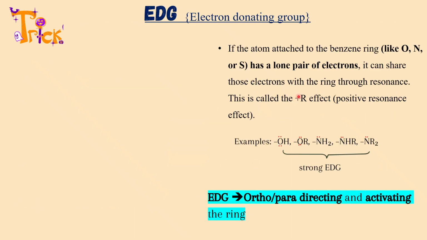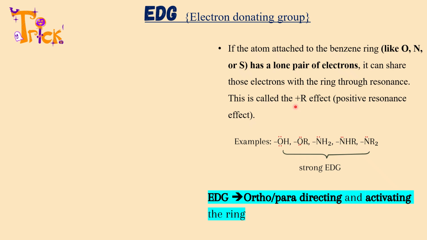Now let us understand each one of these in detail. Firstly, we will be discussing electron donating groups. When we have electron donating groups, the characteristic feature is that they have lone pairs of electrons. Since they have these lone pairs, they can easily undergo resonance with the pi electrons of the benzene ring, which we call the positive resonance effect or plus R effect.